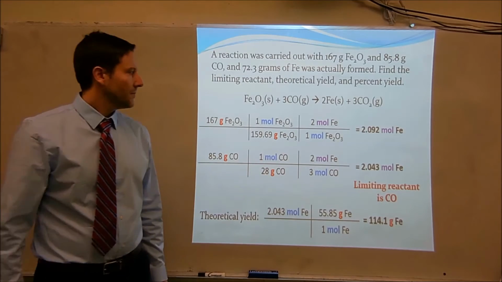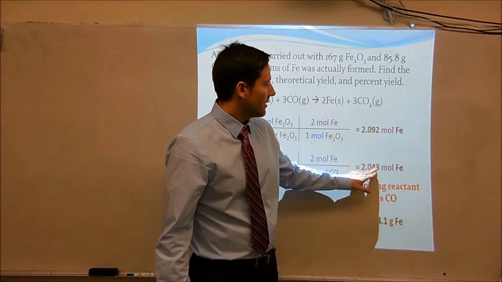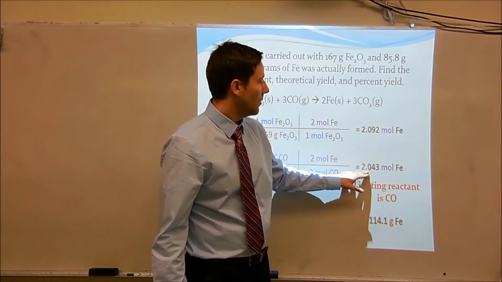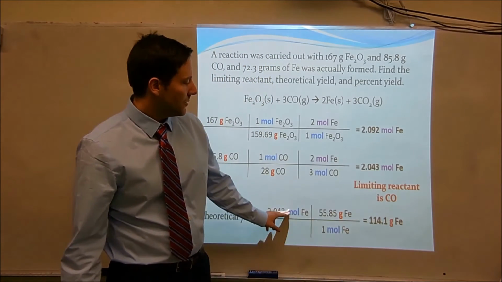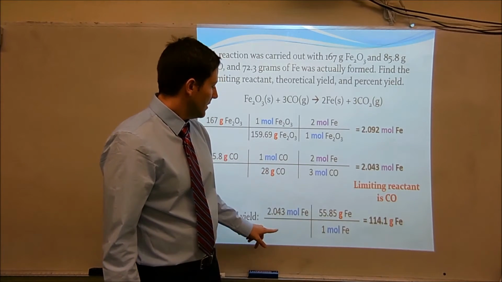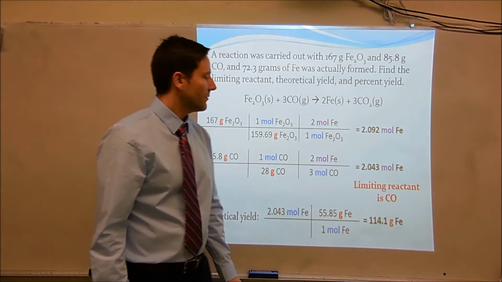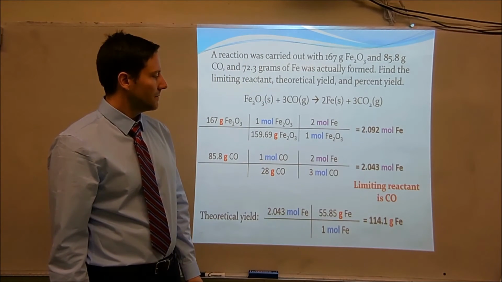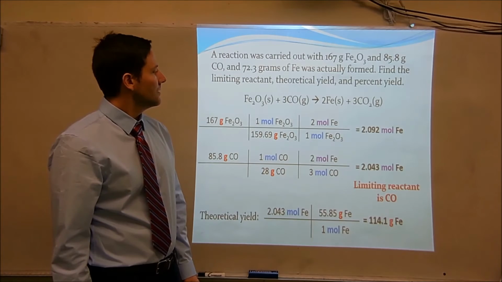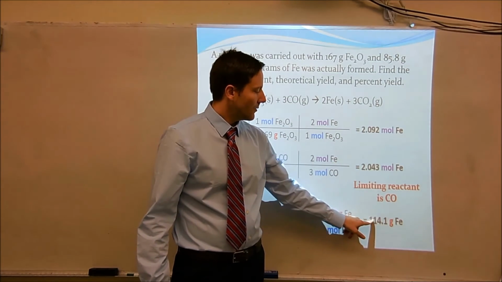The next step, to get the theoretical yield, you finish this process converting 2.043 moles of iron to grams of iron. This is from the periodic table. This times this, divide this, and you get 114.1 grams of iron. That's your theoretical yield. You were given an actual yield, and you just found the theoretical yield.